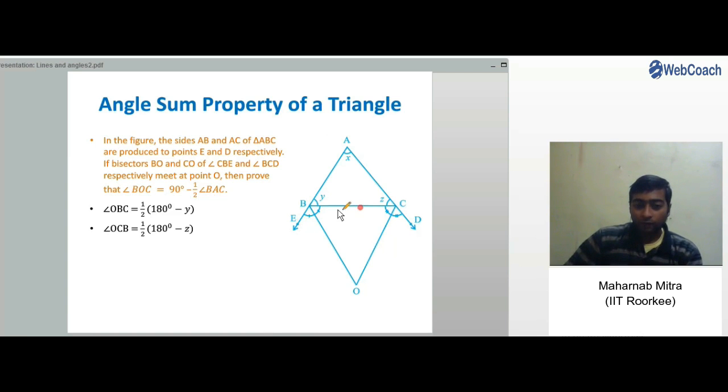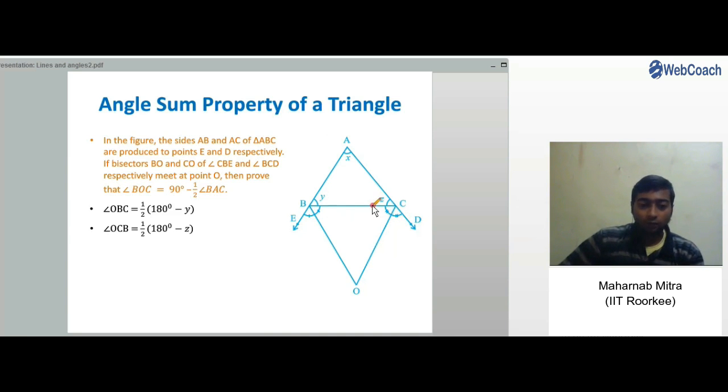So what we do, first we find out the value of angle CBE, the full angle, right? This value of the full angle is nothing but 180 degrees minus this angle Y, right? 180 degree minus this angle Y. So we get this full angle as 180 degree minus Y. So what should be half of this angle? It should be half of 180 degree minus Y, right? So we have done that same thing. Half of 180 degree minus Y we have taken as angle OBC.